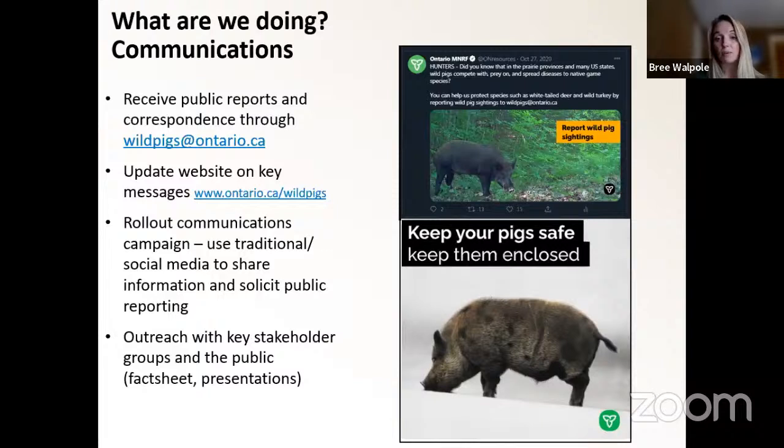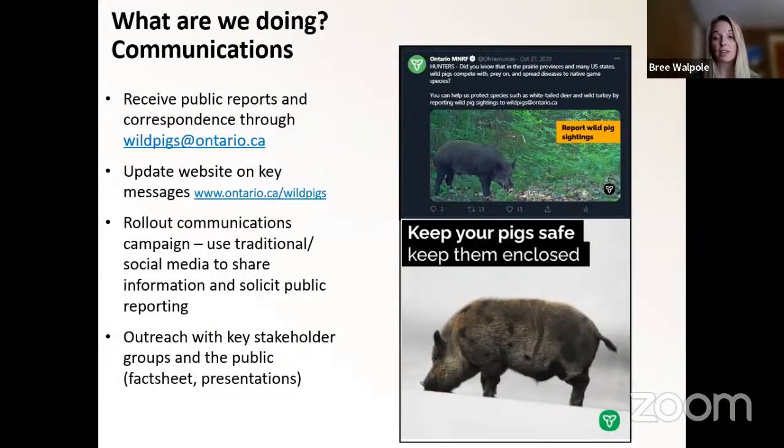And then finally, if you follow the ministry on social media, then you've probably seen some of our posts. We've put posts on Twitter and Instagram and Facebook, and these have all been very successful. They've been shared thousands of times with hundreds of comments as well. And really one of the key messages that we've been trying to get out is that if you see a wild pig on the landscape, we do want to hear about it.